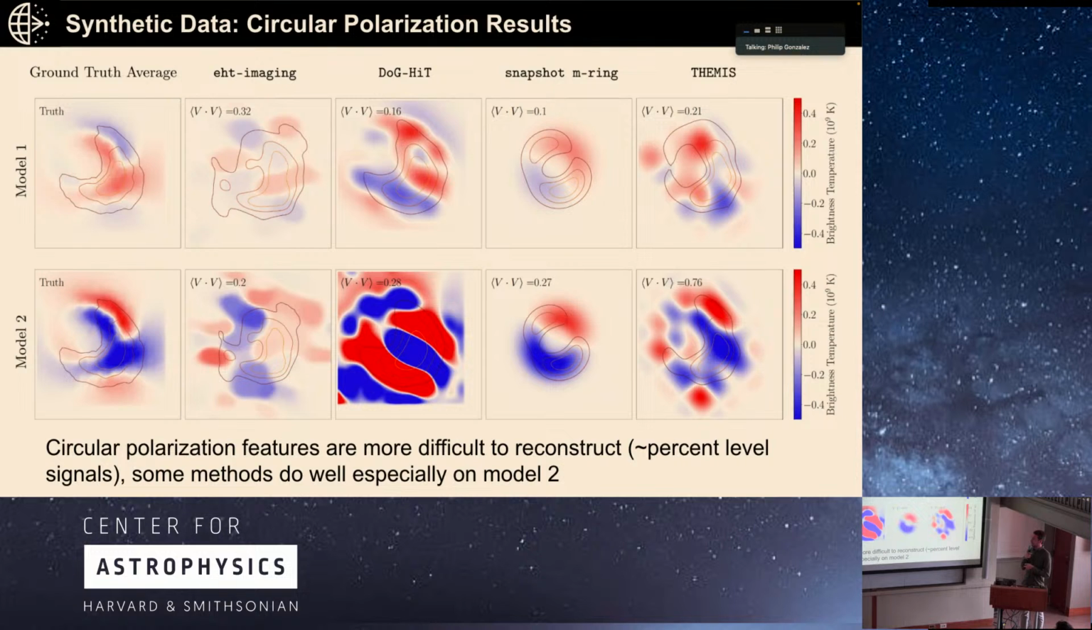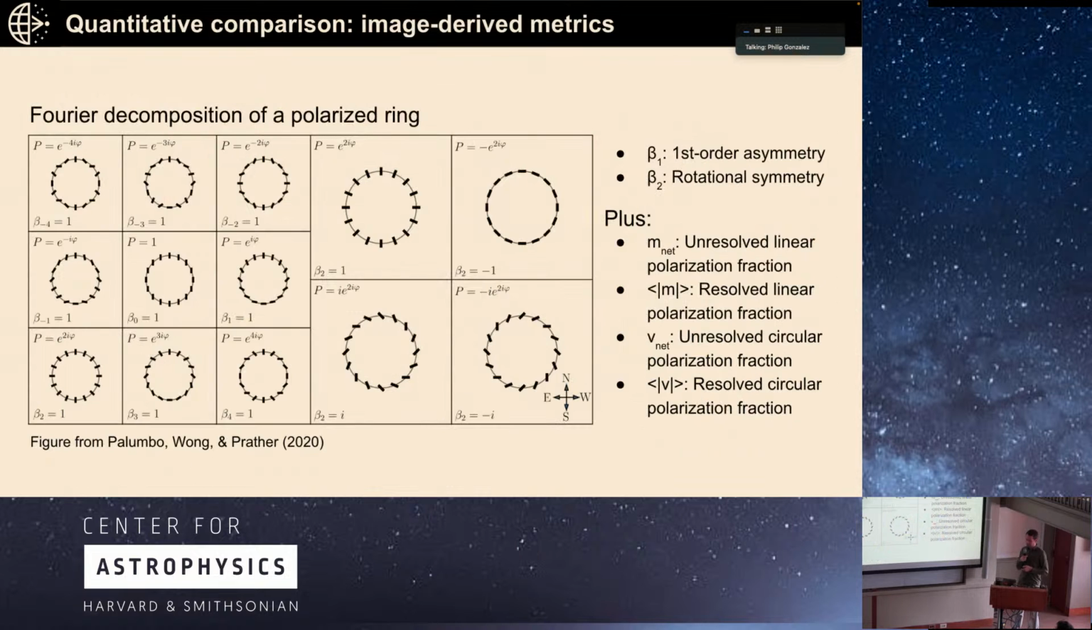This restricts the allowed structure to very simple structures, but here we see it's still able to get the negative circular polarization near the total intensity maximum, and then a positive circular polarization component in the north. But overall, circular polarization is more uncertain than linear polarization.